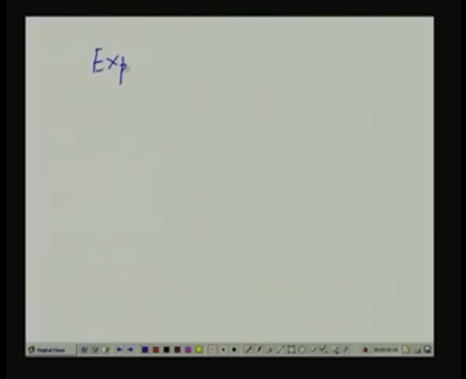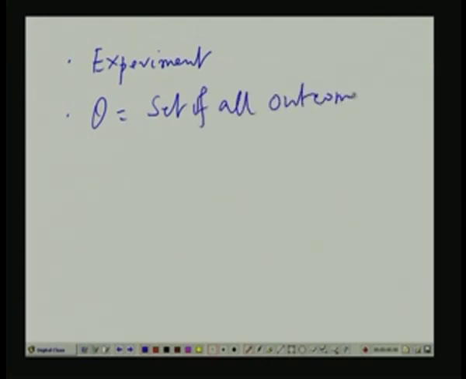there is first the experiment, then say theta is the set of all outcomes, and S is a typical outcome. Whenever a particular trial takes place, you get some outcome S, and depending on what you get, you assign a value to the variable X, and that variable is then called a random variable X.